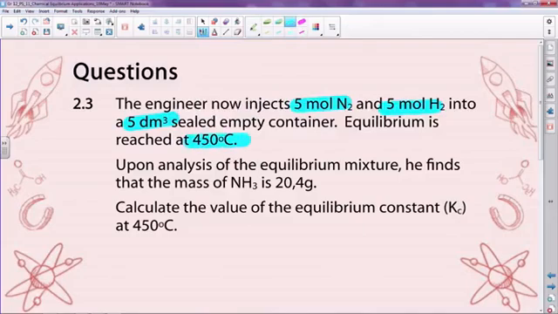Upon analysis at equilibrium, he finds that the mass of the NH3 is 20,4. Calculate the equilibrium constant. Okay? Oh, yeah, I can hear the groans.